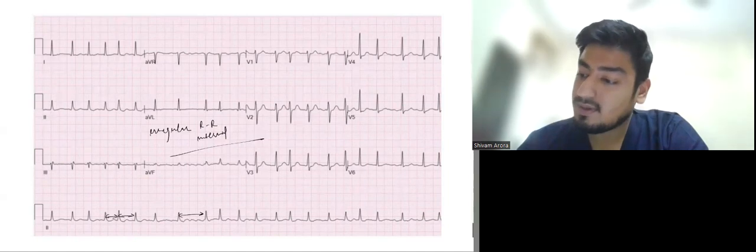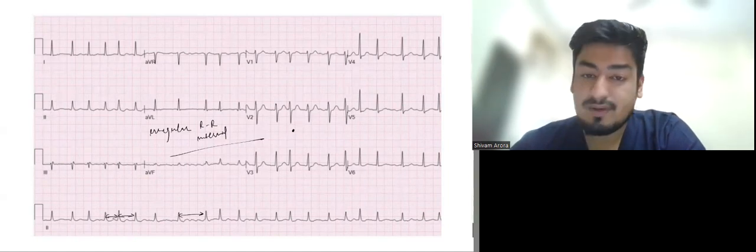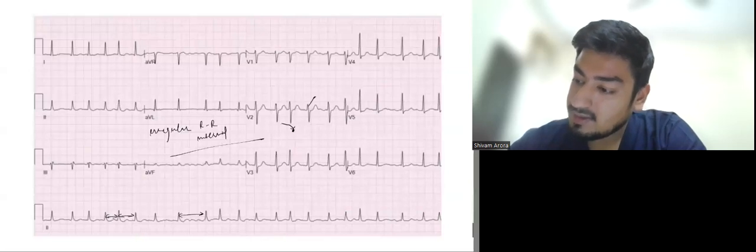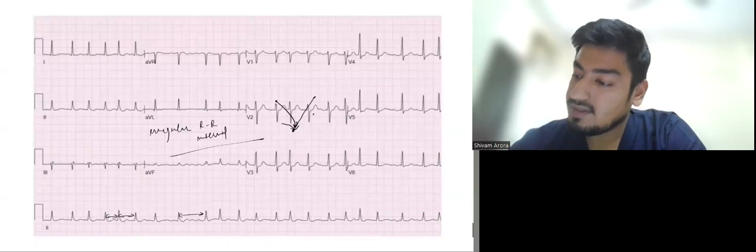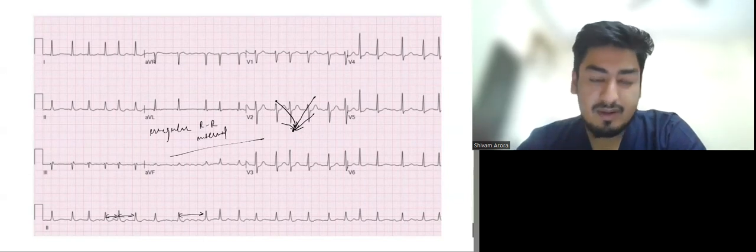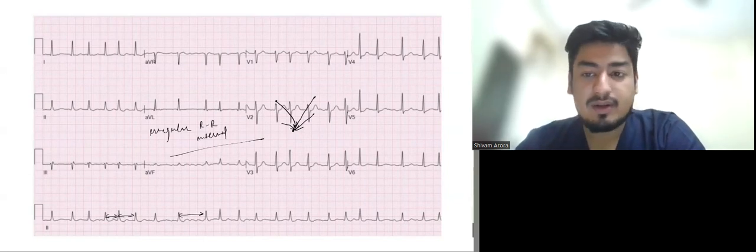Why this happens is because suppose this is AV node. One impulse comes from here, another one is coming from here, another one is coming from here, one is coming from here. And also AV node is in refractory period at different points of time. Okay, so there is irregular RR interval.